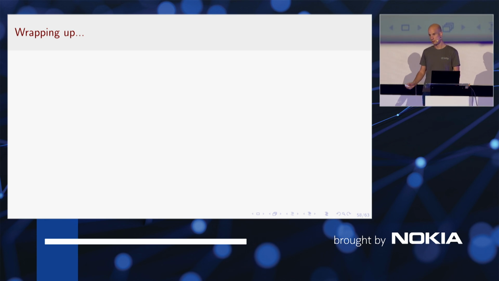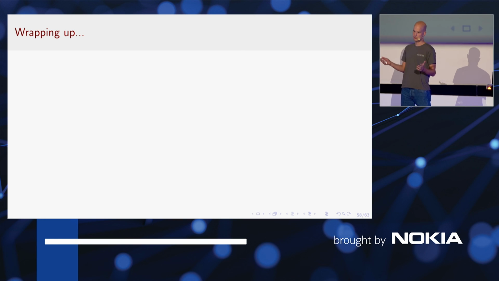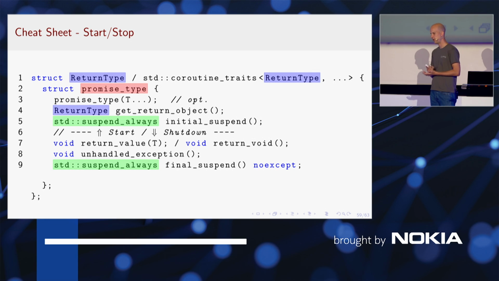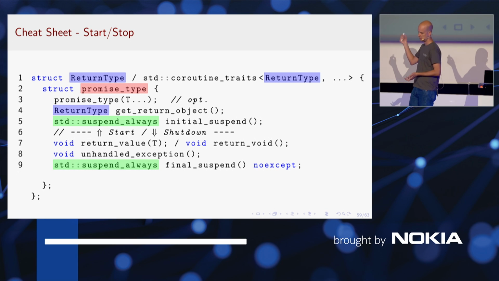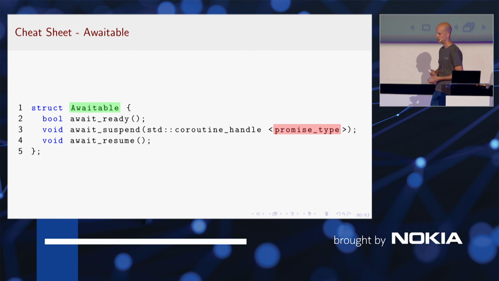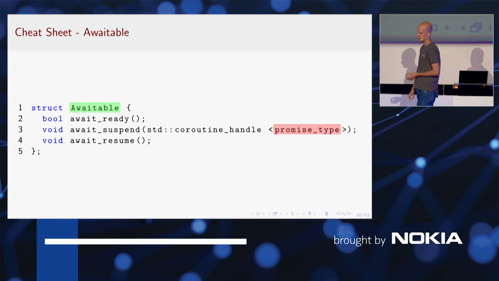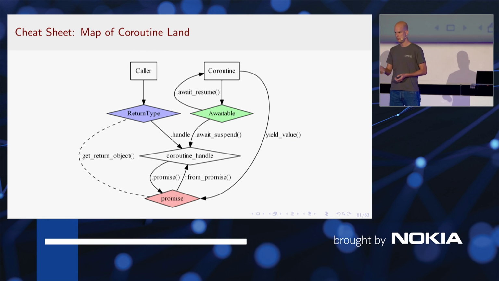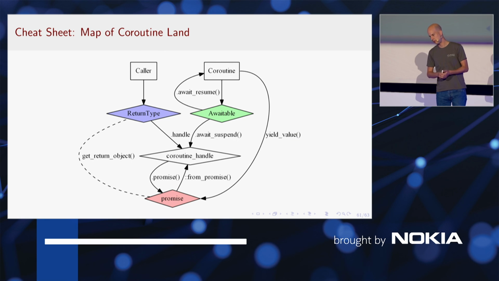For now, I hope that this talk has provided you with everything that you need to pick them up on your own, start playing around with them, and get a better feel for them. And I hope that the little cheat sheet that we created will help you while doing this. So again, this one describing the start and shutdown phase of the coroutines. This one that's describing the awaitable. And finally, this one here, which I think is probably the most valuable one, that describes how everything fits together.